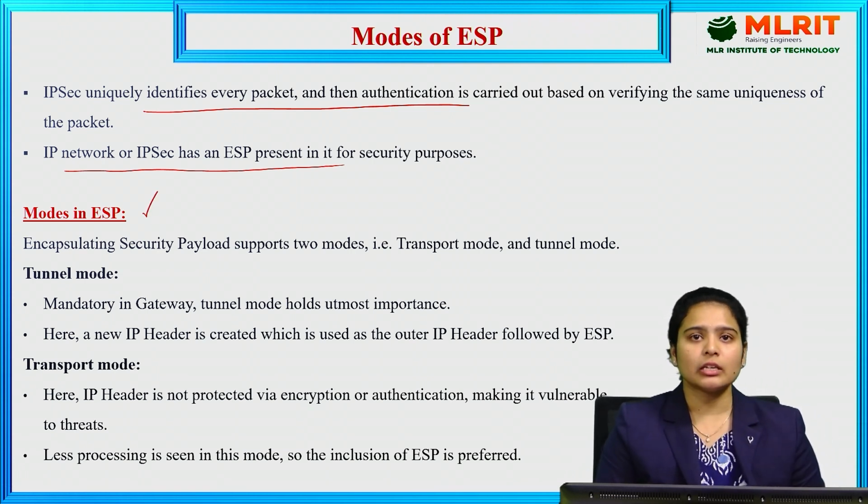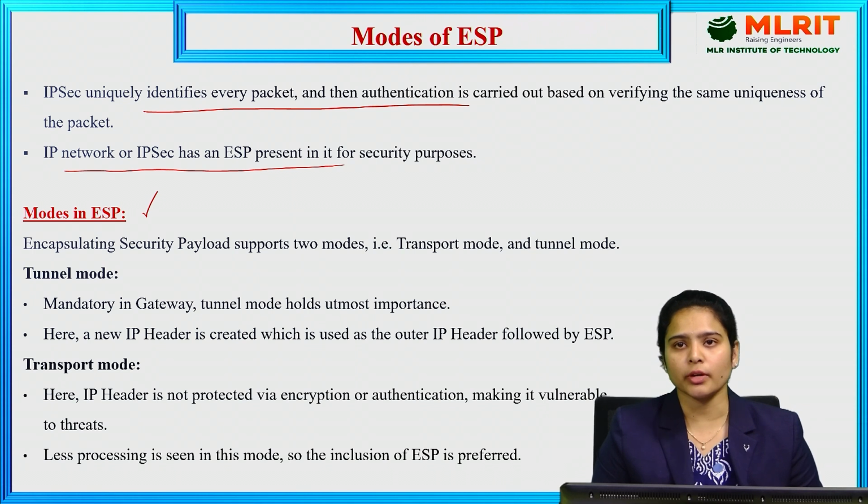The next one is modes of ESP. ESP supports two kinds of modes: transport mode and tunnel mode. We already saw in the previous topic that the authentication header also consists of two modes, tunnel mode and transport mode. The Encapsulating Security Payload also has the same two modes. So what happens in tunnel mode and transport mode?